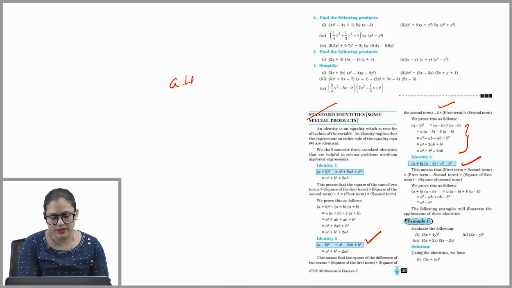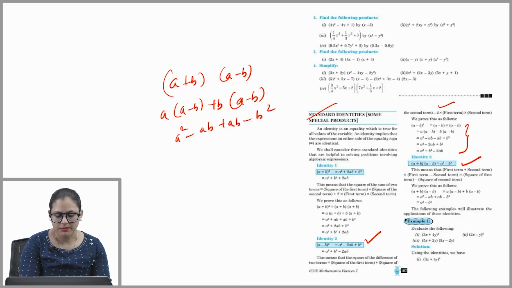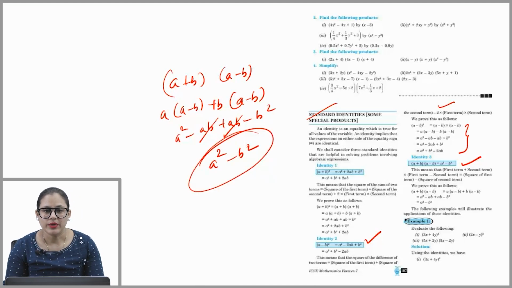(a plus b) into (a minus b): a into a minus b, plus b into a minus b. a square minus ab plus ab minus b square. Minus and plus cancel out. So, a square minus b square. Okay. Now, let us do the first example.